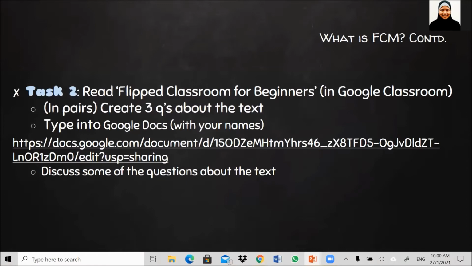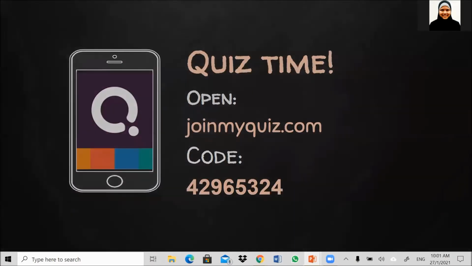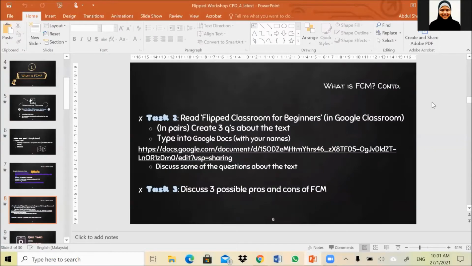So we've done that. We've discussed the questions, the pros and cons of flipped classroom. As you just see there, there's a quiz coming up. I'm going to give you a quiz in a short time. But I thought that talking about the pros and cons, there's actually some information about that in the Google Classroom, which I'm going to look at together, I think.